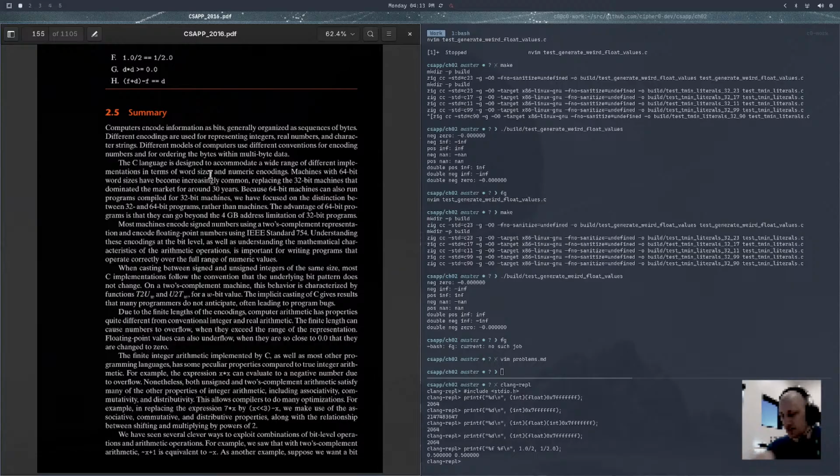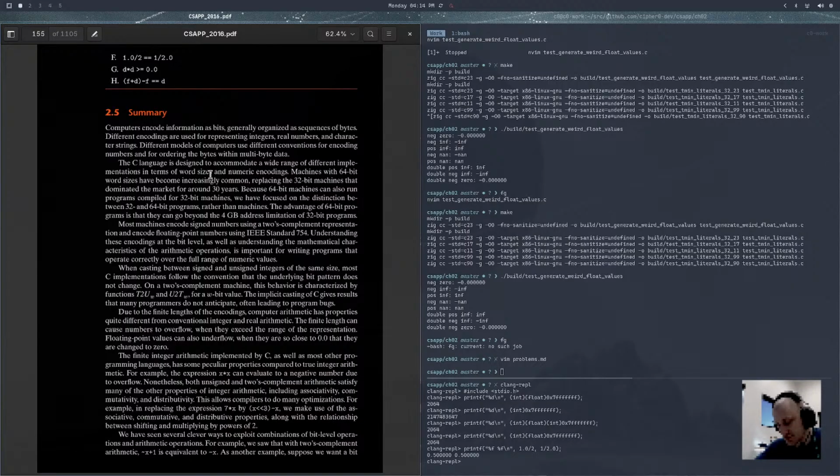Understanding these encodings at the bit level, as well as understanding the mathematical characteristics of the arithmetic operations, is important to writing programs that operate correctly over a full range of numeric values. When casting between signed and unsigned integers of the same size, most C implementations follow the convention that the underlying bit patterns do not change. On a 2's complement machine, this behavior is characterized by functions T2U and U2T for w-bit values. The implicit casting of C gives results that many programmers do not anticipate, often leading to program bugs.